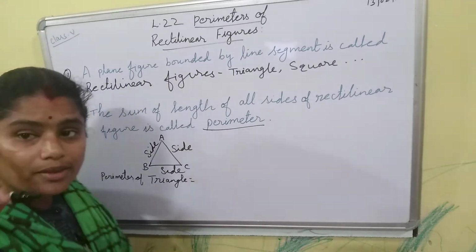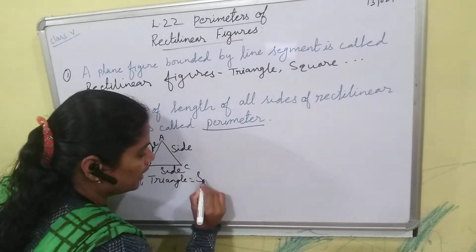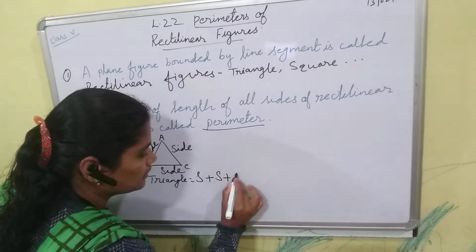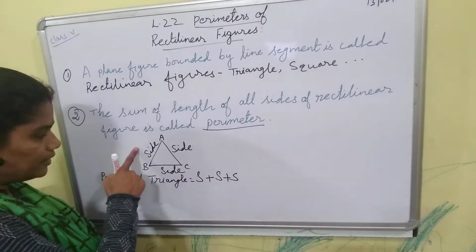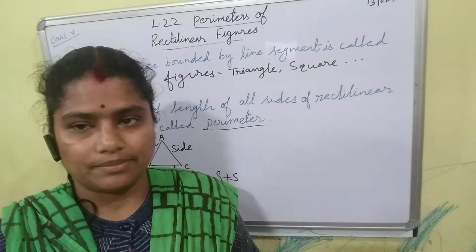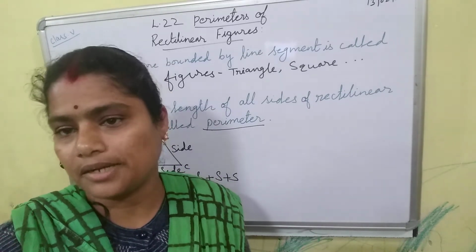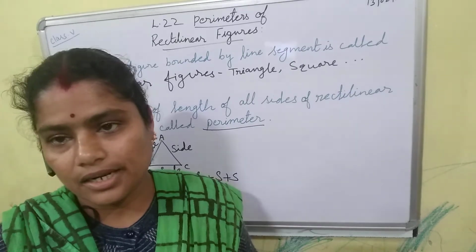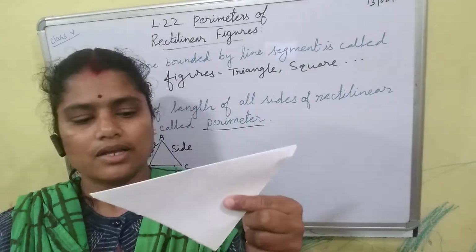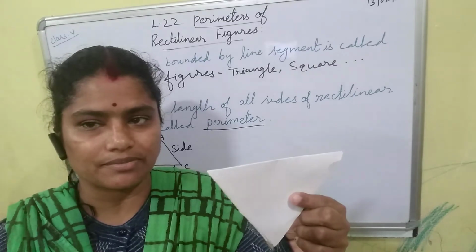So the perimeter of a triangle equals side plus side plus side. Clear? This is the formula of the triangle. This is the triangle figure with three sides, 1, 2, 3. The sum of these three lengths is called the perimeter.